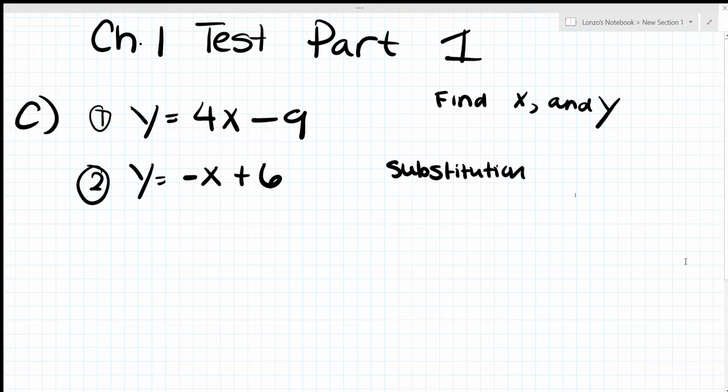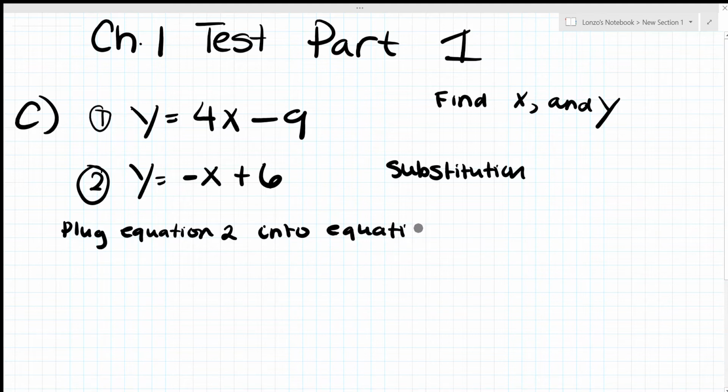So substitution. What I'm going to do is plug equation 2 into equation 1. Right? So here's equation 2, and I'm going to plug that into equation 1. So wherever you see y, I'm going to plug in negative x plus 6, right? So this y is no longer going to be y, it's going to be negative x plus 6, right? Because I'm plugging this into that, and then equals. We don't do anything with this, right? It's just 4x minus 9.